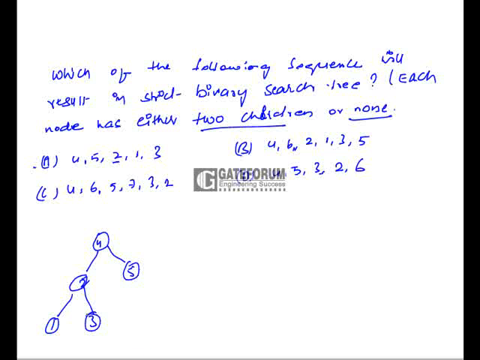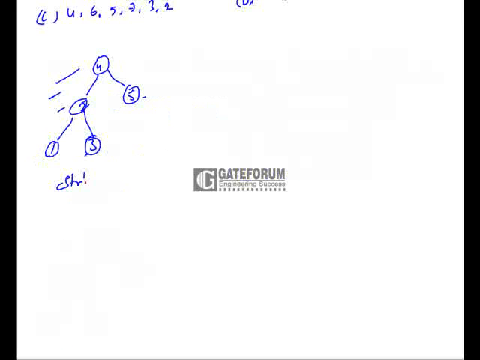If you see the tree, each node consists of either two children or no children. Here 5 doesn't contain any children, 2 contains exactly 2 children, and 4 contains 2 children. So here we can say this is a strict binary search tree, strict BST. Let us construct the binary search tree for option B.